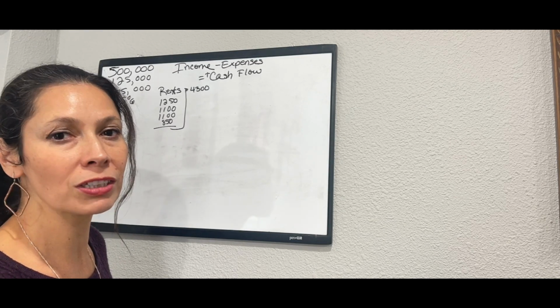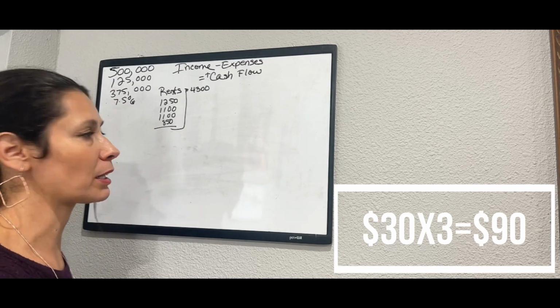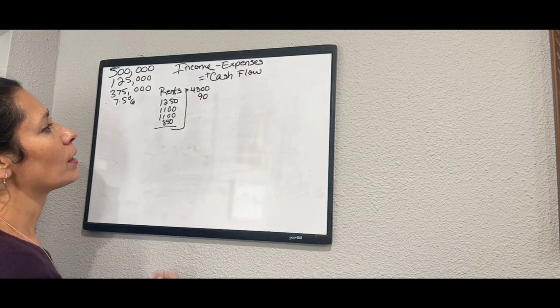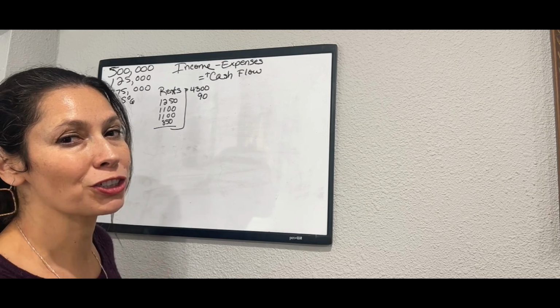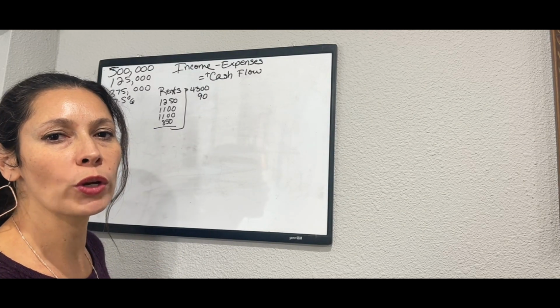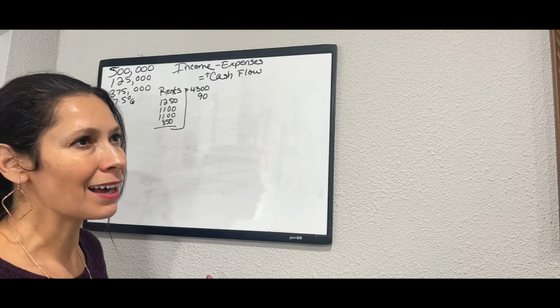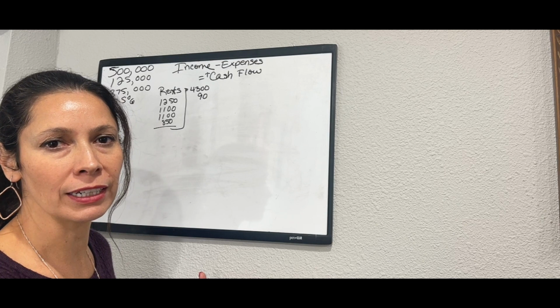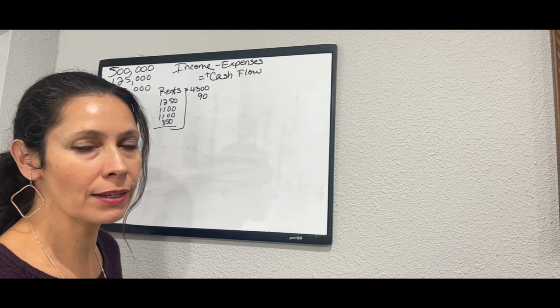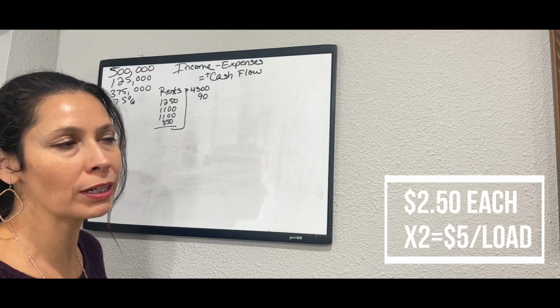So $30 times 3, because there's 3 garages, and that brings you $90 a month. Then you decide, because you watched this video and you said laundry, that's a great idea. So you decide to put coin-operated laundry machines. So washer and dryer, I think I read somewhere average is $6.20. Let's say you do $2.50 each, bringing you to $5 per load.